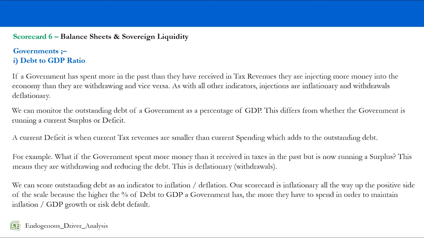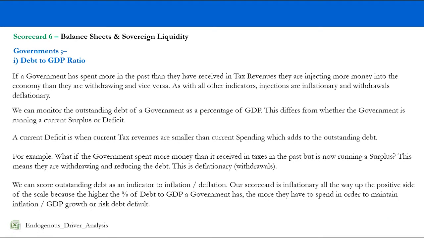Therefore, if you're running a very, very high level of outstanding debt as a government, to maintain inflation where it's been in the past, you actually have to spend just as much, if not more, in order to maintain inflation and GDP growth at previous levels. So we're going to go over to the spreadsheet now and have a look at where we get this data from and how we start to build our analysis of government debt and the debt to GDP ratio.